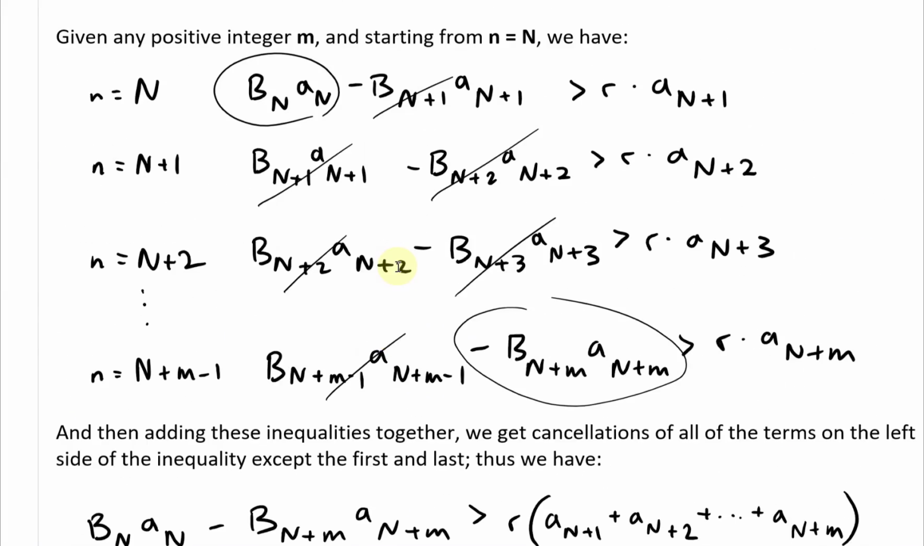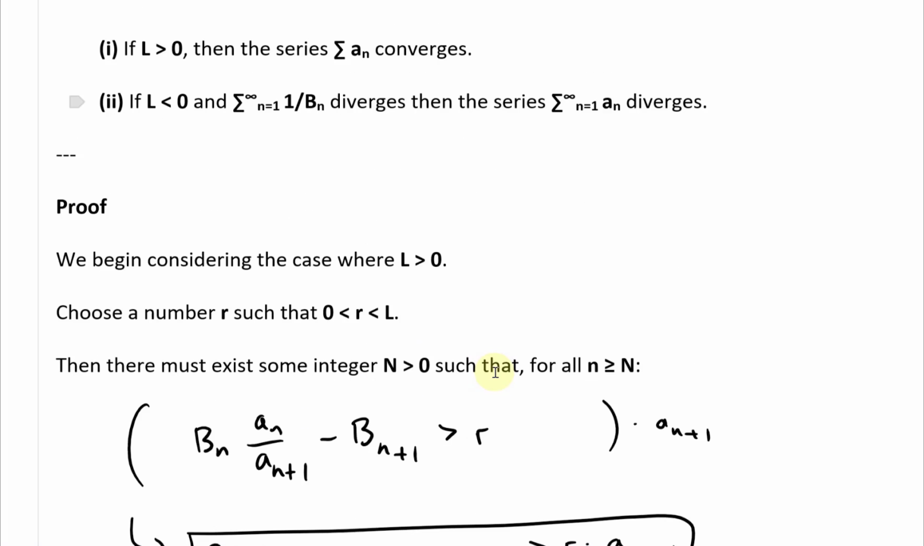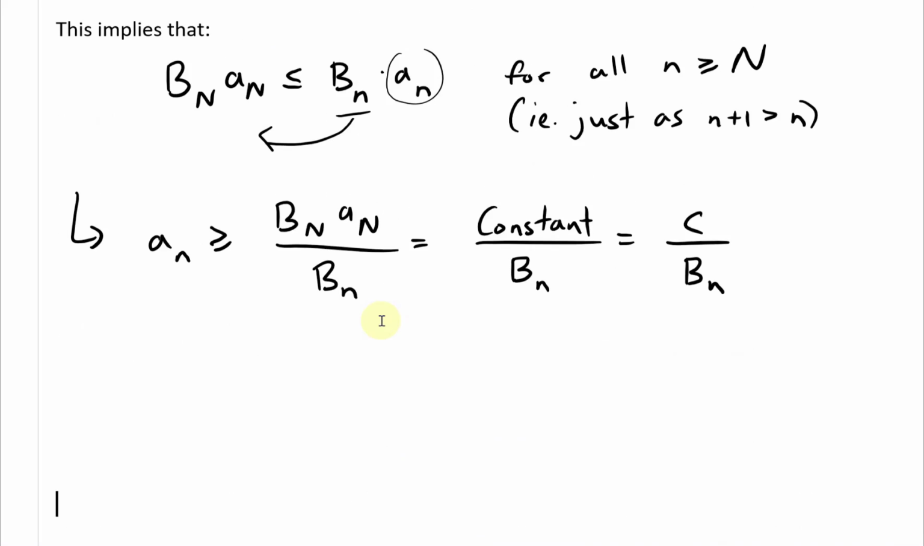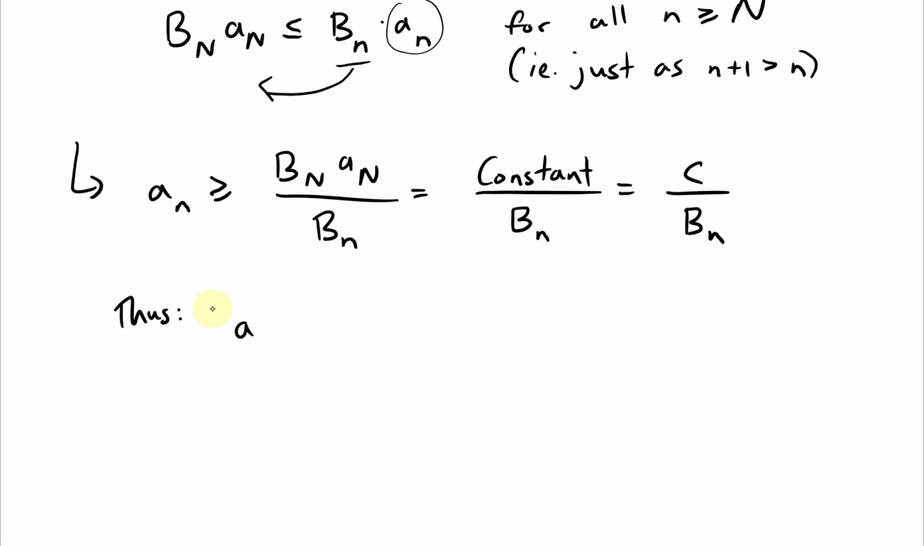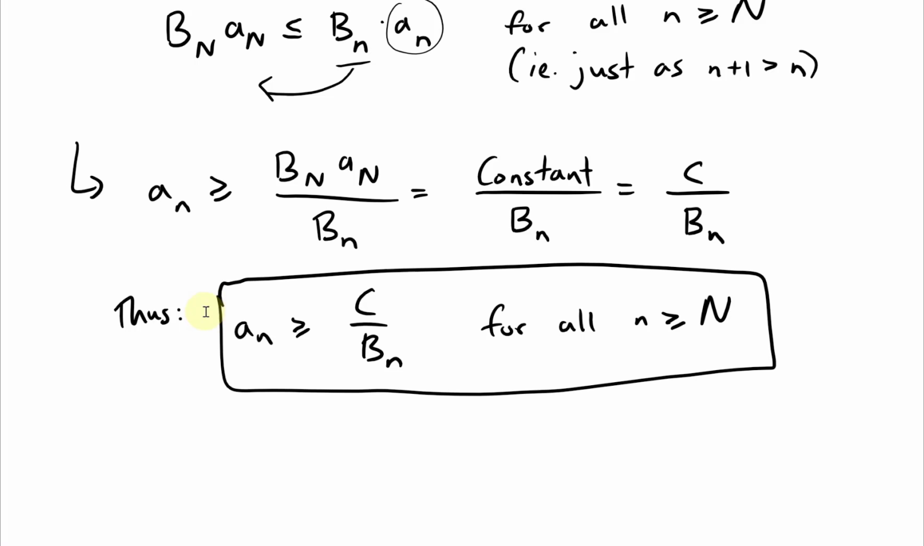So scroll up here, and the proof will be straightforward. Right here we have 1 divided by bn, so that diverges, and the terms an are going to be greater than that. So let's keep going further. Thus an is greater than or equal to c divided by bn, for all n greater than or equal to capital N. I'll just box this out. In other words, the terms are greater than these terms.